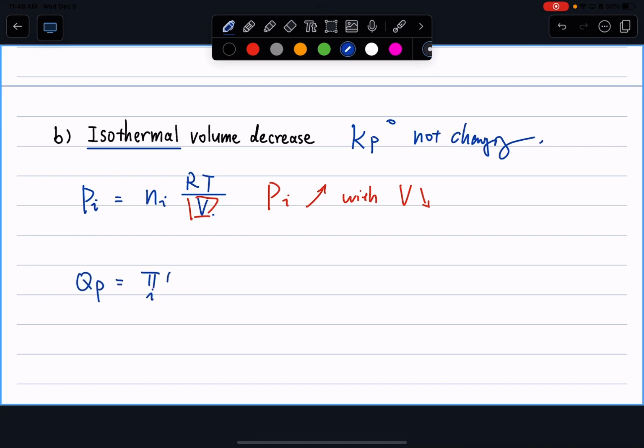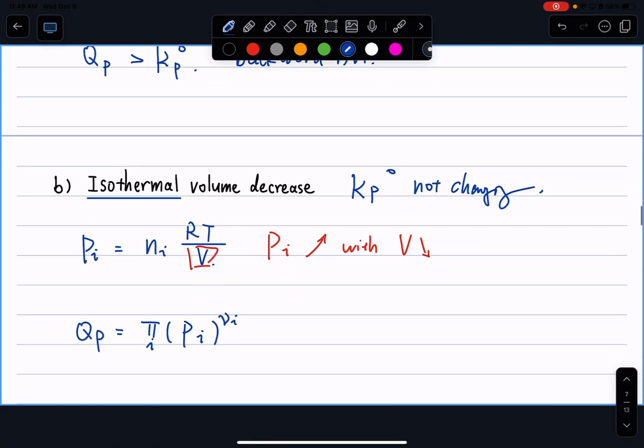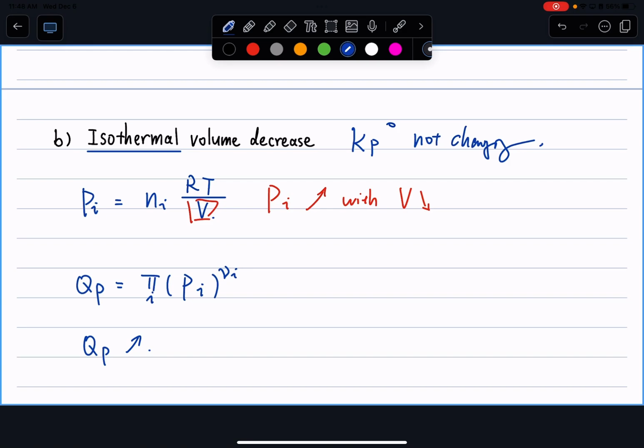Your QP equals the product of all your partial pressures to their stoichiometric numbers. So that boils down to how many gas molecules we have in our reactant or product, because the partial pressure of these gases is more sensitive to the volume change. In this case, our reactant has only one gas, our product has two gases. So our QP is going to increase. All your partial pressures are going to increase, just depending on how many gas molecules you have in the stoichiometric relations. So QP is larger than K. Again, this one is a backward reaction.